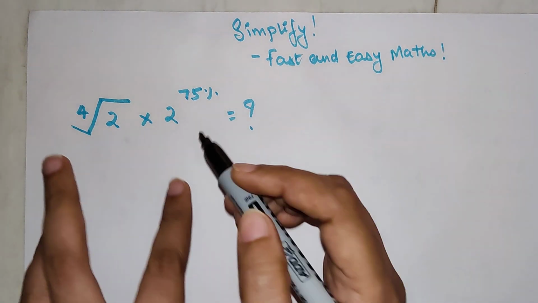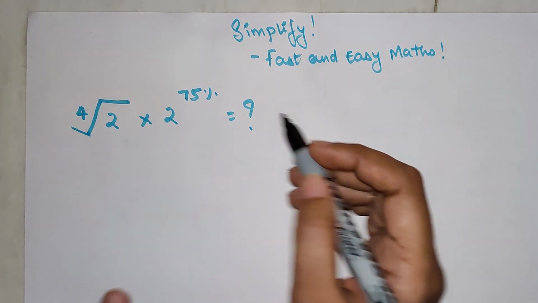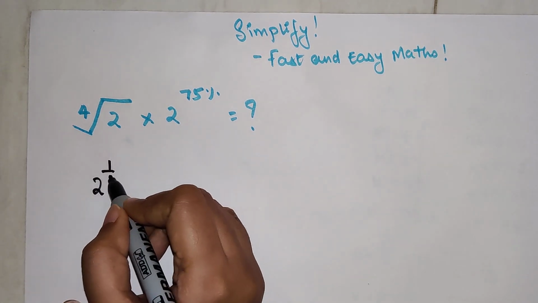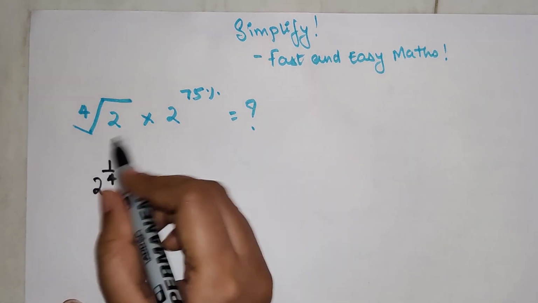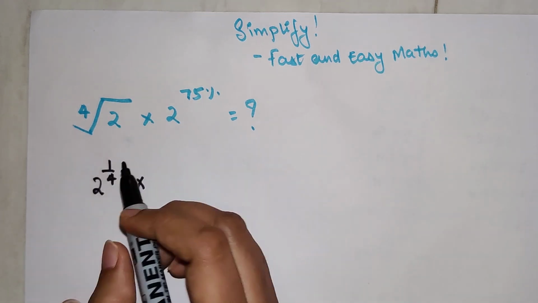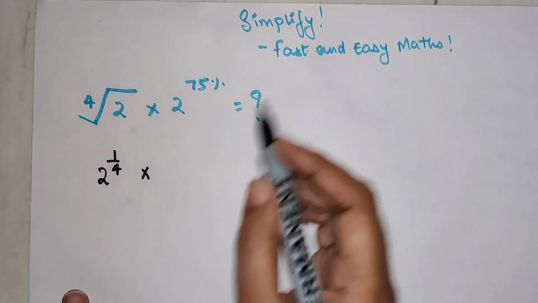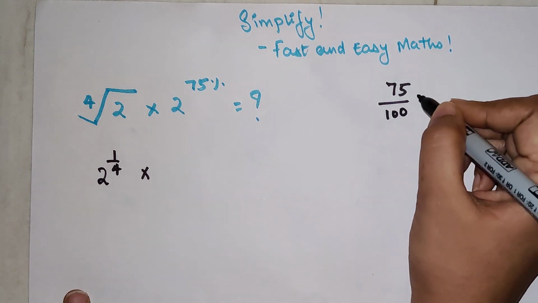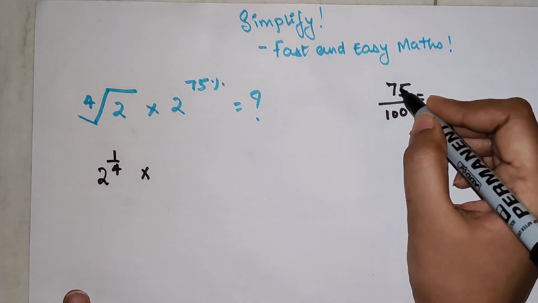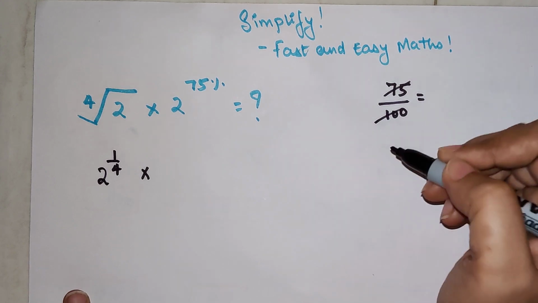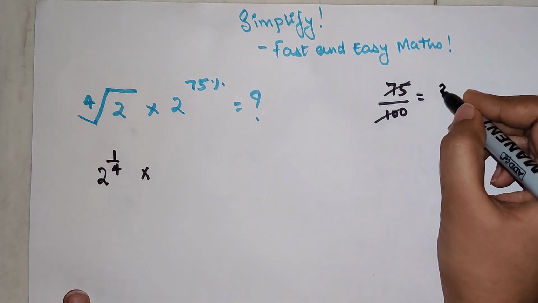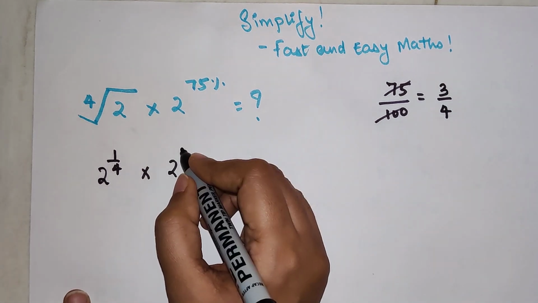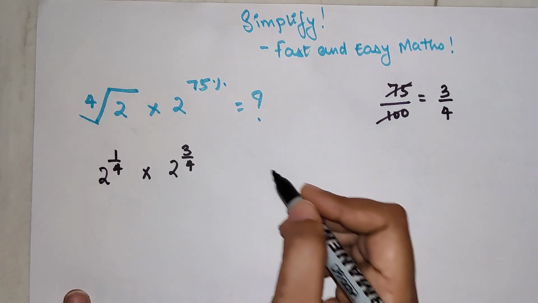Okay, so to begin with, let's write this as 2 raised to 1 by 4. Please understand, in order to solve this, your logic of indices has to be really strong. And 75% can be written as 75 upon 100. When you cancel, both of them are divisible by 25, so we are getting 3 upon 4. So this is 2 raised to 3 by 4.